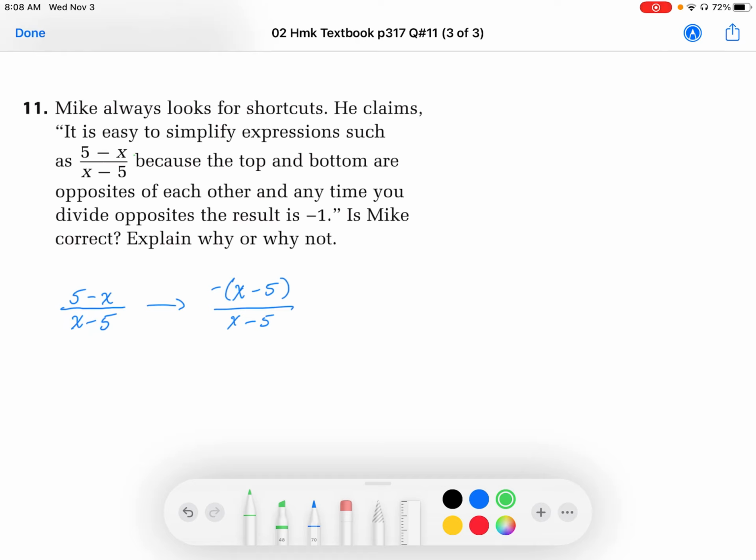Well, Mike is correct. So first of all, make sure we can identify what we're talking about here. This is just a binomial expression, and it's 5 minus x and x minus 5. They're just opposites of each other. And when we have opposites, we can factor out the negative.